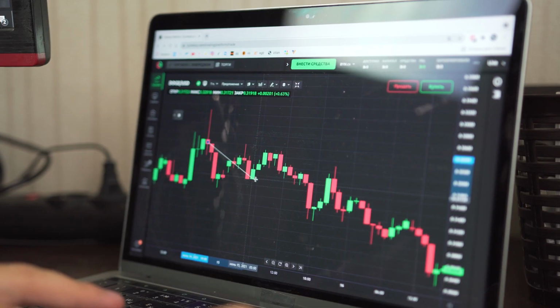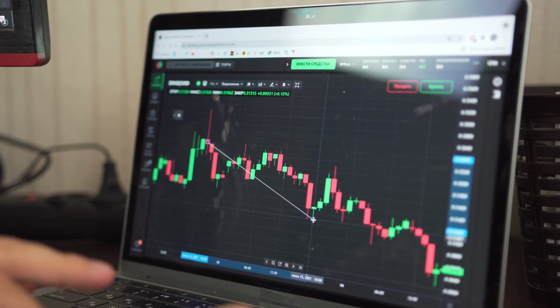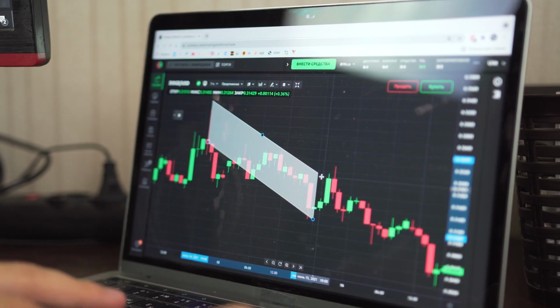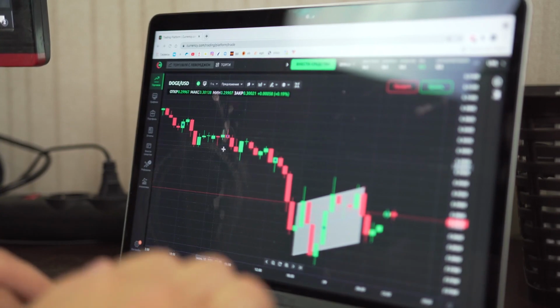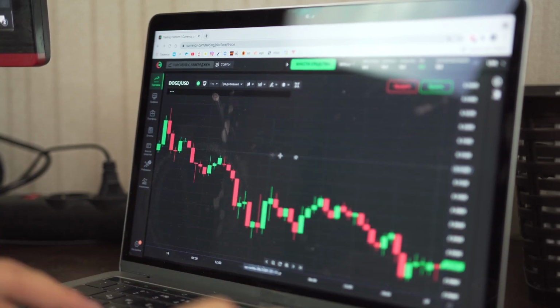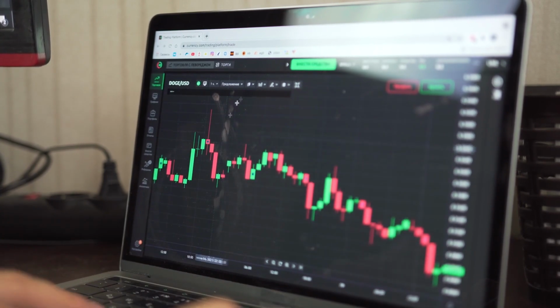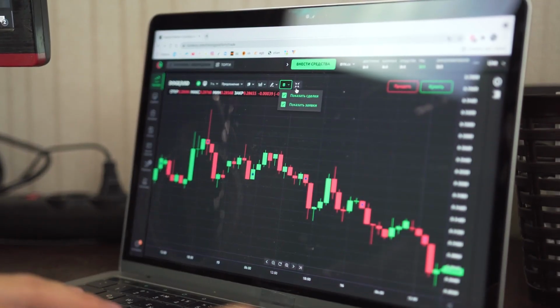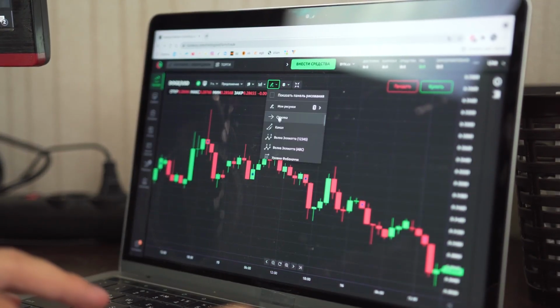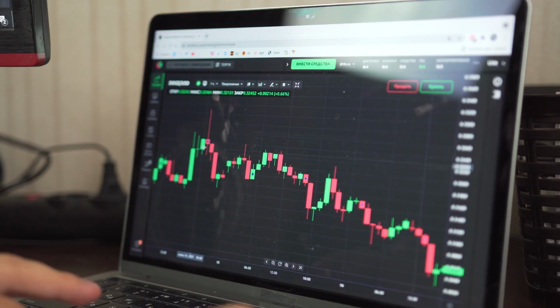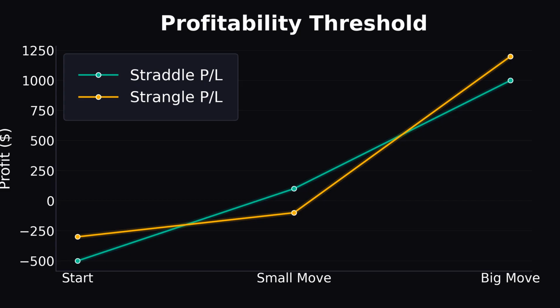A pro tip for managing these trades: do not hold them until expiration. The rate of time decay, or theta, accelerates in the final days. Manage your winners at 25% to 50% profit. If the trade goes against you and the stock stays flat, cut your losses early. The worst thing you can do with a long volatility strategy is hope for a move that isn't coming while time decay eats your capital.